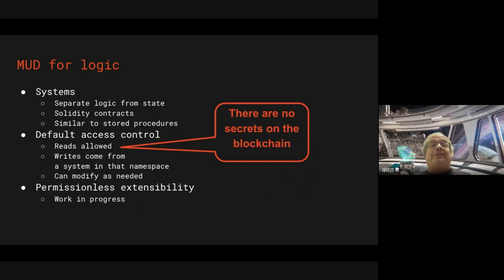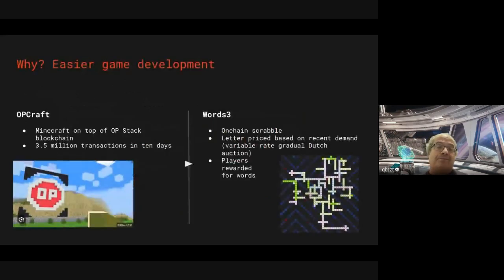The reason for this is to allow for permissionless extensibility. I would love to talk about it, but it's too early. That part is still a work in progress. I hope to be able to talk to you about it in the future.